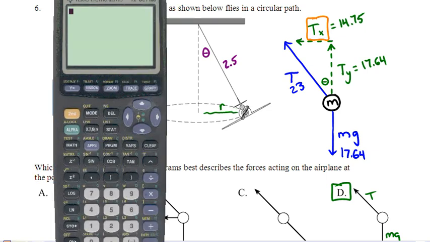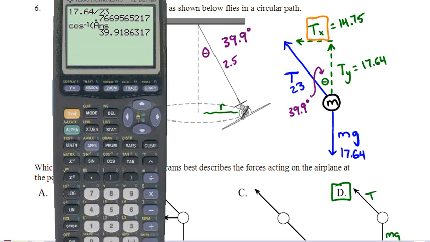Let's go and play with these numbers here and see what happens. I can work with any one of these that I want to. I'm going to go 17.64 and divide that by 23. That's going to be cosine, so inverse cos of that. So we've got almost a 40-degree angle. Just from looking at this, right in here, 39.9 degrees. That's the same as this one, 39.9 degrees. Yeah, okay, this question was a bit of work, but I think we're getting it.